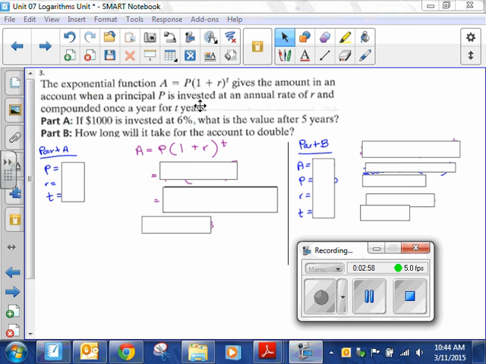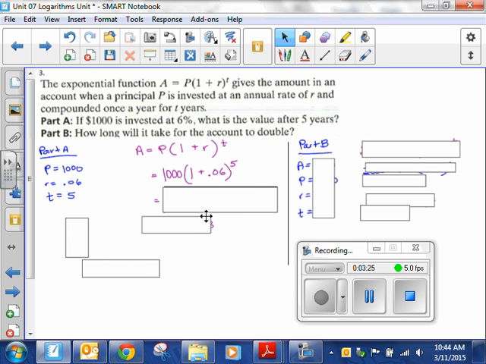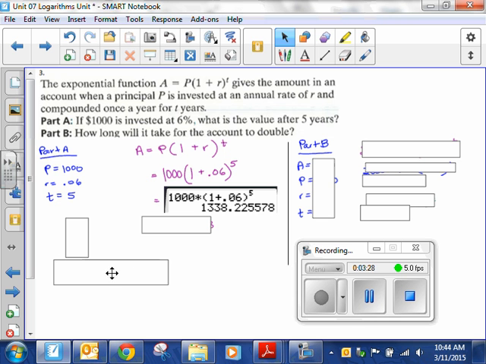The exponential function A equals P times 1 plus r to the t power gives the amount in an account when a principal P is invested at an annual rate of r and compounded once a year for t years. So in part A, you have $1,000 to invest at 6% interest, which we must move the decimal place 2 places to the left, 0.06, and we need a time of 5 years. This is pretty straightforward. We plug it in. We end up with 1,000 times 1 plus 0.06 to the 5th power, and we round this to the nearest cent: $1,338.23.